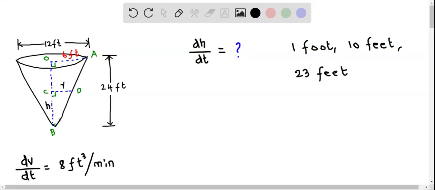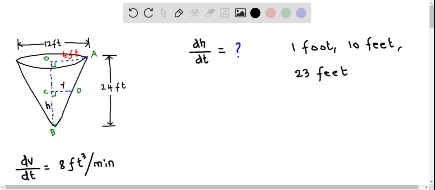Okay, here I have drawn the inverted cone, which represents the situation. So we have this inverted cone with the dimensions 12 feet at the top. That is, the diameter of the cone is 12 feet. And we are also given the depth of the cone, which is 24 feet. So basically, this 24 feet represents the height of the cone.